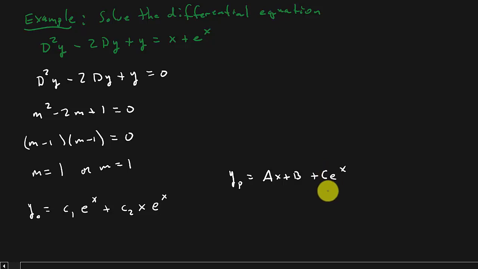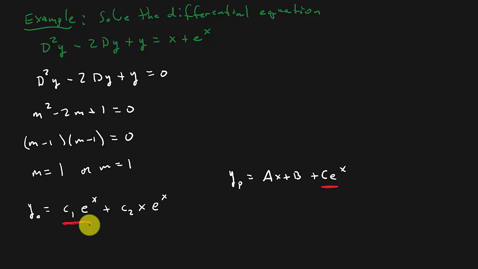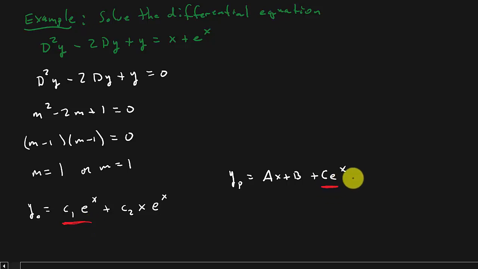All right. So notice how this right here is similar to this solution here in our complementary solution. So we can't have that. So instead of c e to the x, we need to multiply it by x. So that's going to be cx e to the x, because we don't want it to be similar to this one right here. Okay. But now notice once we multiply this times x, it's now similar to this term, and we don't want that either. So we've got to multiply it times x again. So basically you're multiplying it by x squared.